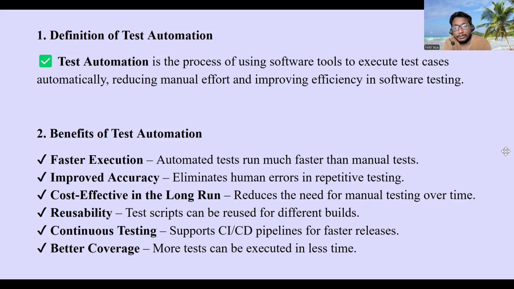Reusability: test scripts can be reused for different builds. Continuous testing supports CI/CD pipelines for faster releases. DevOps works on these principles only. CI/CD is nothing but continuous integration, continuous deployment, right? So we'll be continuously integrating and continuously deploying. DevOps works on this principle. Automation also works on this principle only.